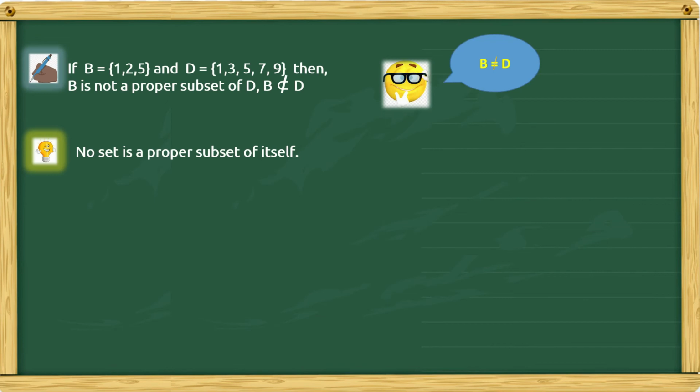No set is a proper subset of itself, and one very important point you must remember: the null set is a proper subset of every set.